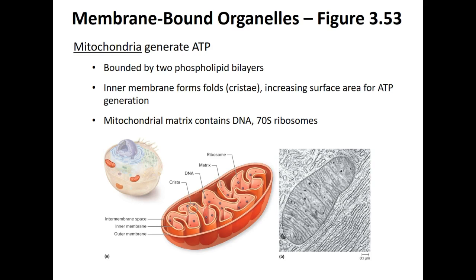So, as we'll talk about soon enough, it's thought that these mitochondria originated as separate individual organisms and eventually came into a symbiotic relationship with the larger eukaryotic cells. However, they retain their own DNA. So mitochondria, you should know their function and also the fact that they do have their own DNA and 70S ribosomes.